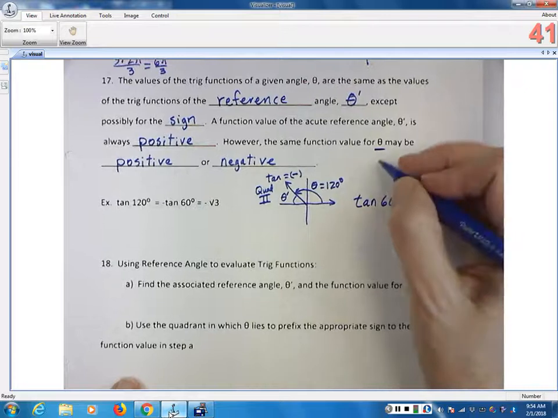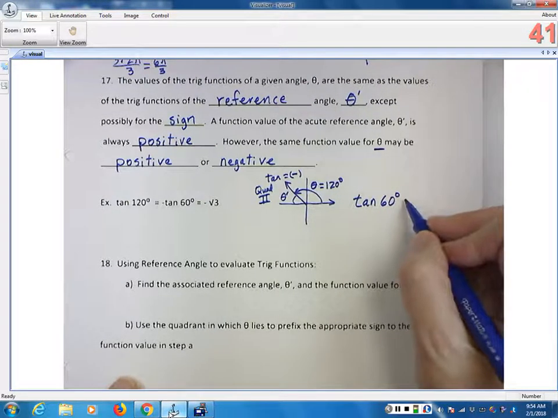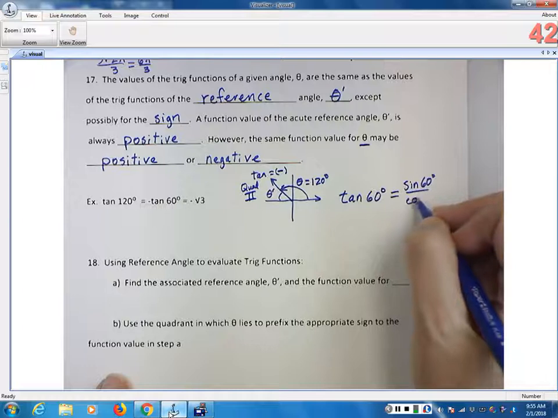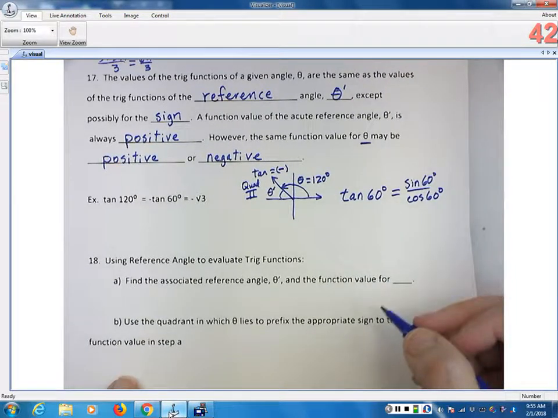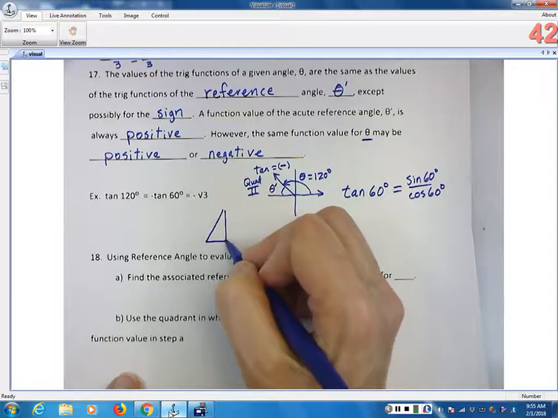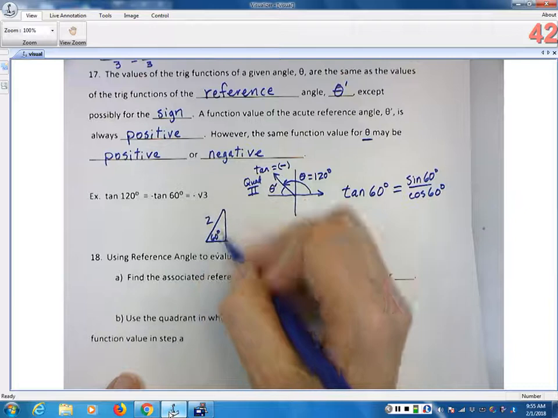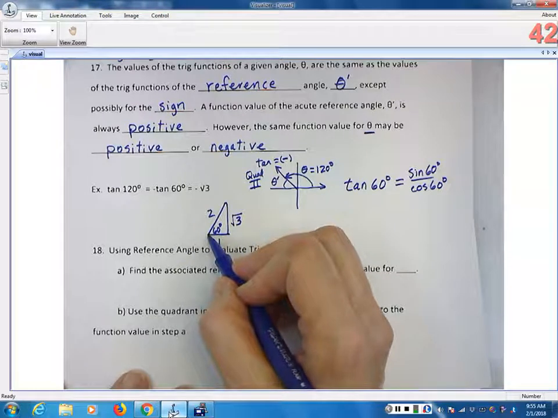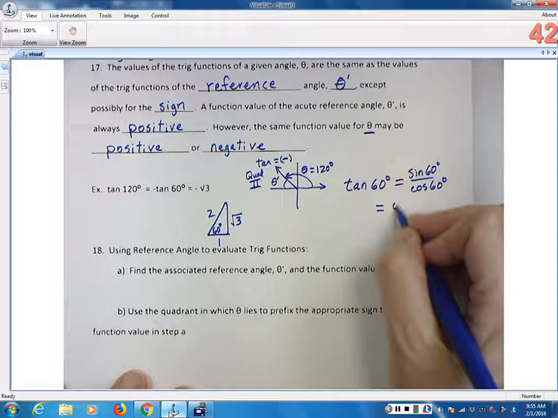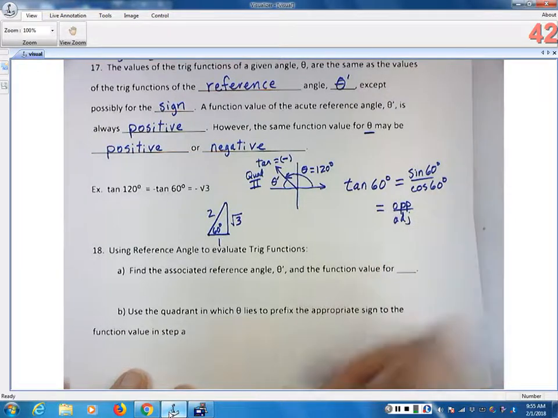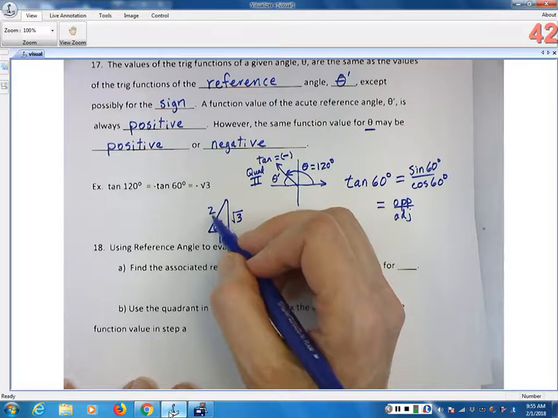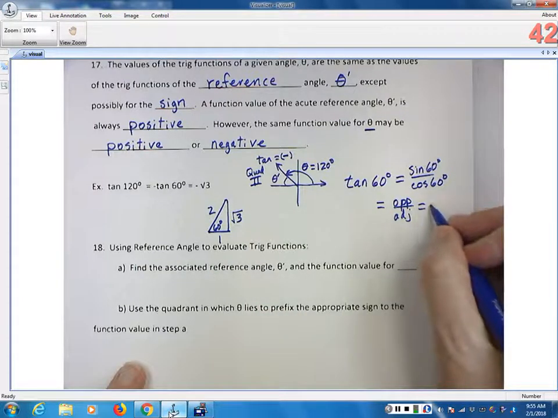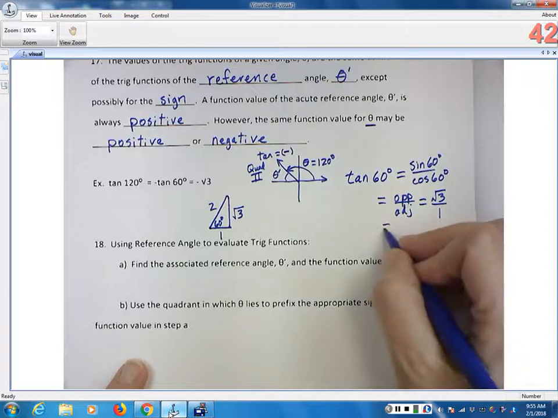If we want, you could use sine over cosine and use your unit circle, or we could draw our standard 30, 60, 90 triangle. This is 60 degrees. This is 2. This is 1. This is the square root of 3. You should memorize that. That's the standard one. So tangent is opposite over adjacent, or you can use the triangle in the unit circle. Opposite over adjacent is square root of 3 over 1, and that's just square root of 3.